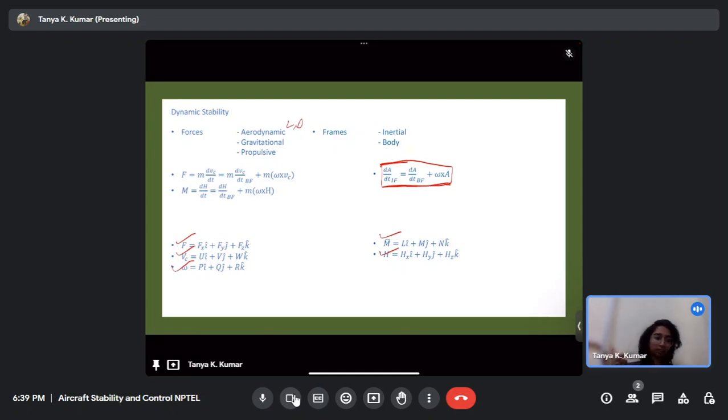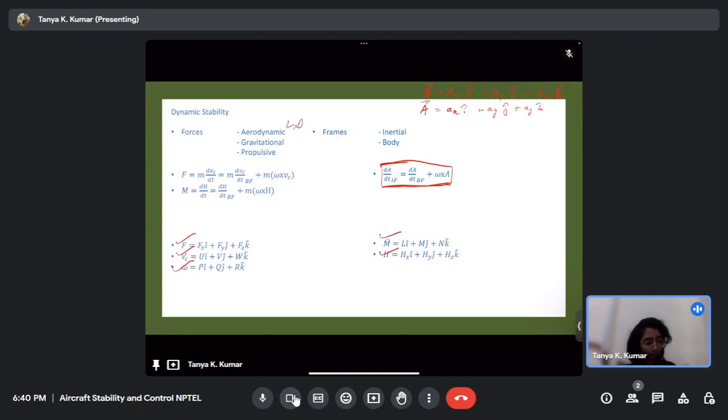Now let's try and do the derivation for this Reynolds transport theorem. We did this in the last session, so guide me through this. Okay, so I'll define two vectors. A vector in the inertial frame: A = Ax I plus Ay J plus Az K. And the same A vector in the body frame: A = Ax i plus Ay j plus Az k.